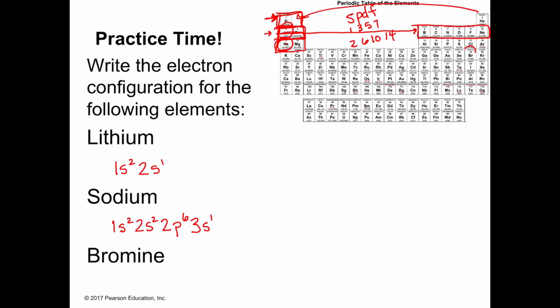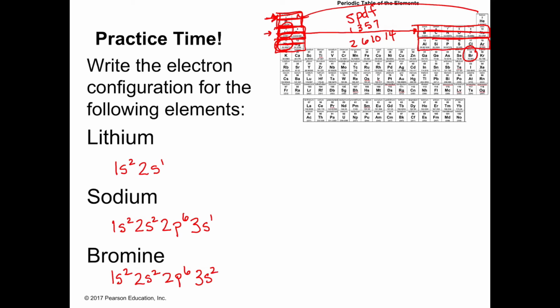Now we can do bromine. Bromine's down here. Okay, so bromine, not in the 1s, so we get 1s2. Not in the 2s, so we get 2s2. Not in the 2p, so we get 2p6. Not in the 3s, so we get 3s2.